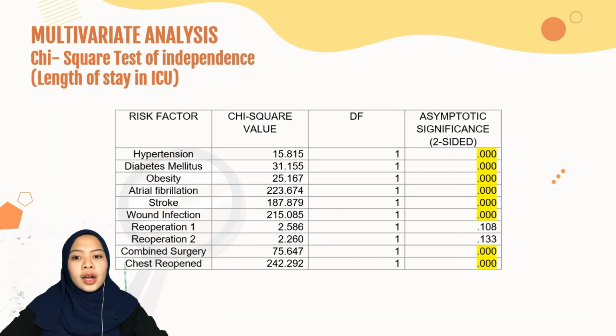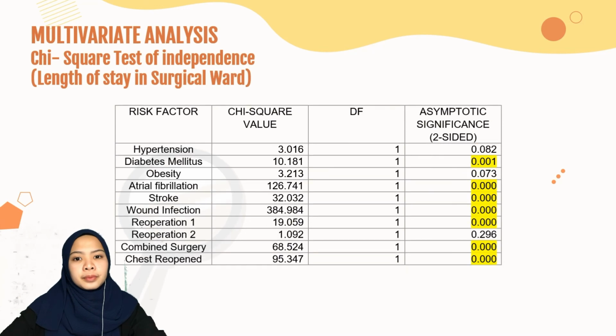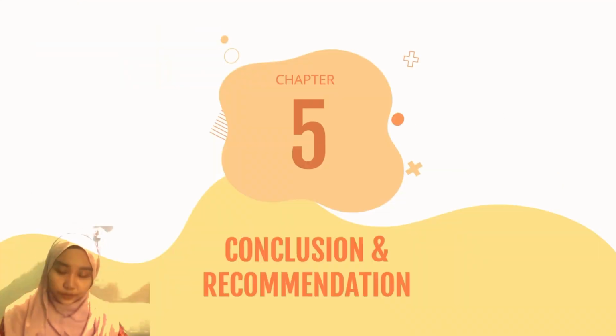Last but not least, from the chi-square test of independence, the majority of the risk factors are significant with the length of stay in ICU, except for first and second reoperation. While there are 7 risk factors that are significant with length of stay in surgical ward, which are diabetes mellitus, atrial fibrillation, stroke, wound infection, reoperation 1, combined surgery, and chest reopen. That's all from me. Next, I will pass again to Azifa Husna.